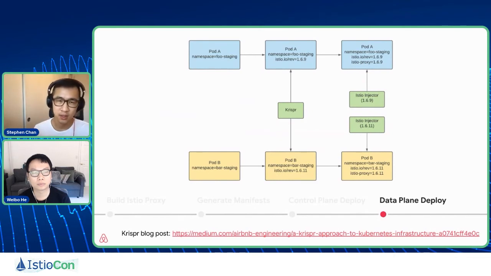After the control plane is rolled out, we start upgrading the data plane. You can upgrade a Kubernetes deployment or other workload by changing the revision label on the pod template. When pods are created, the new Istio injection webhook gets called. However, we need a safe and scalable way to upgrade thousands of workloads. Our solution leverages an internal tool called CRISPR, which controls rollouts of pod mutations.